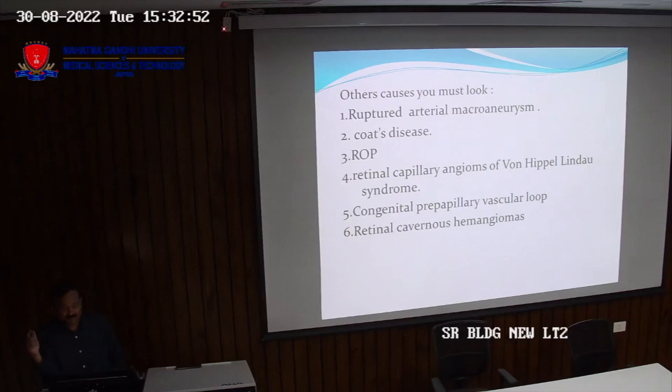Retinal capillary angiomas or VHL disease, we have already discussed. These are all congenital disorders and usually present in a young adult patient who is otherwise normal.